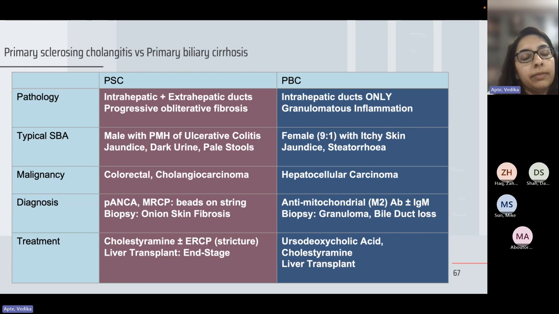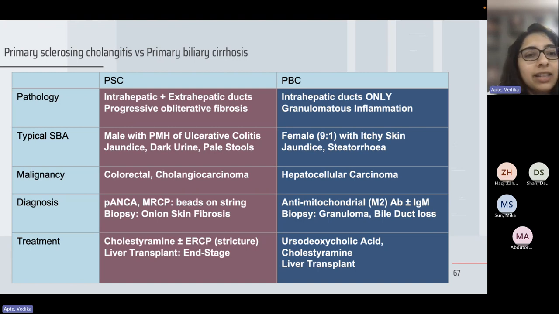Another thing, in your core conditions list, two conditions, primary sclerosing cholangitis and primary biliary cirrhosis. So in terms of pathology for both, PSC tends to affect intra and extrahepatic ducts, and it is the progressive obliterative fibrosis, whereas PBC only affects the intrahepatic ducts and its granulomatous inflammation.